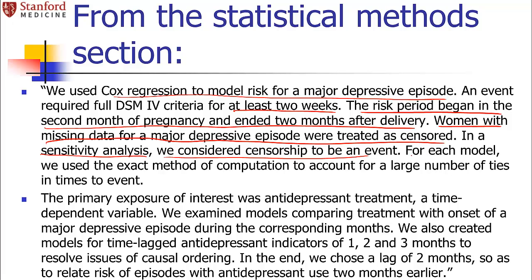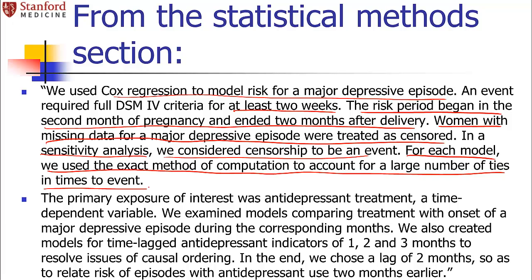And another interesting point in this methods section: for each model, we use the exact method of computation to account for a large number of ties in times to event. Last week we talked about the issue of ties. In this particular study, they were looking on a monthly basis. They were updating antidepressant use and outcomes every month. So there's only about 9 time points here in this study.